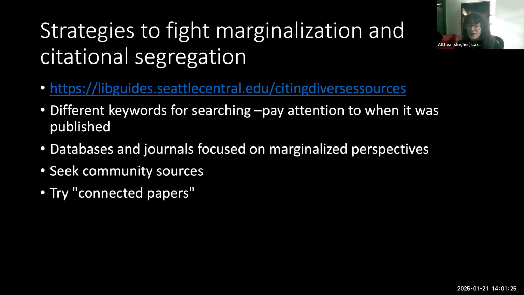So I hope these are some useful strategies for you as you're thinking through how to get more diverse perspectives and viewpoints in your research. Please feel free to contact the library if you have questions and want to think about this more.